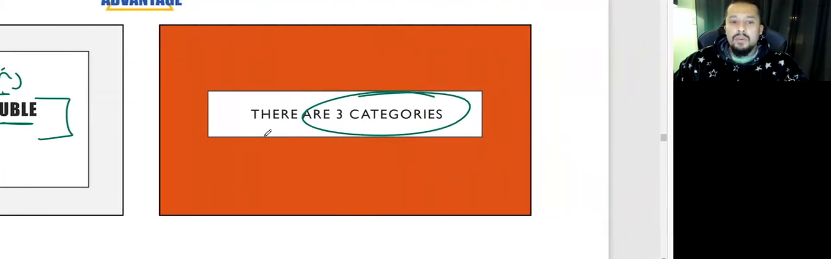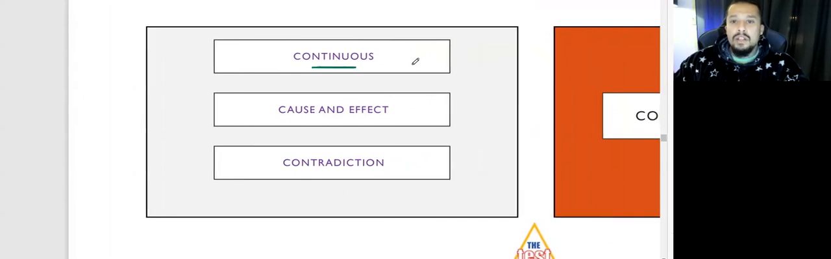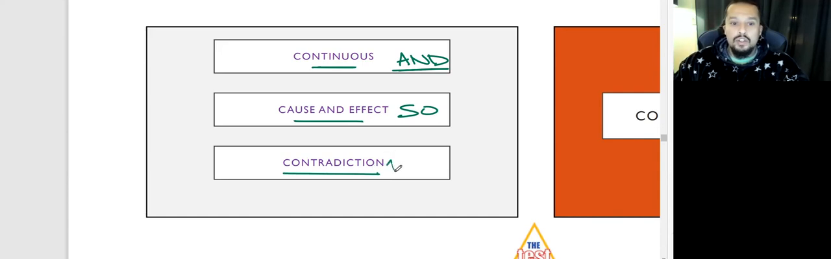Let's talk about the three categories. I want to rush through this so we can practice together. Category number one are continuous transitions and base transitions. Category number two are cause and effect transitions. Category number three are contradictions or opposite transitions.